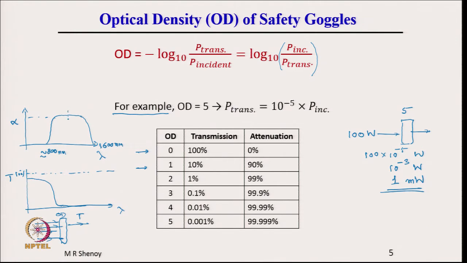Let us say you are using, as I mentioned, Nd:YAG, which is at 1064 nanometer. Therefore, in the visible region the transmission is reasonably good, and you would be able to see all the laboratory components, equipment, everything in such a case.